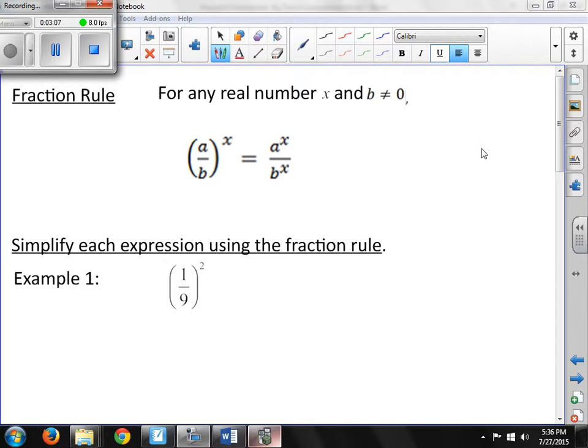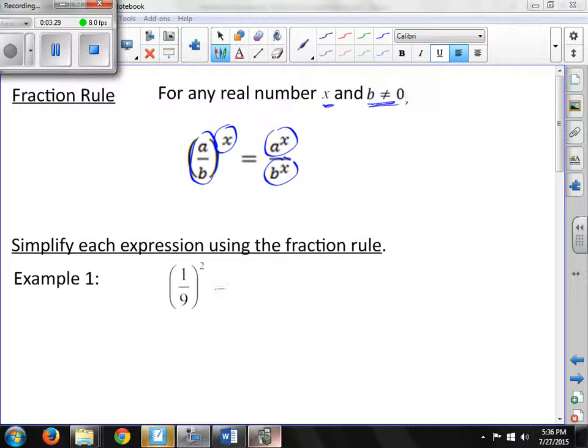Okay, let's do the fraction rule. For any real number x with b not equal to 0, the fraction a over b raised to the x would be a to the x over b to the x. We raise the numerator and the denominator both to the x power. Simplify each of the following expressions using the fraction rule.